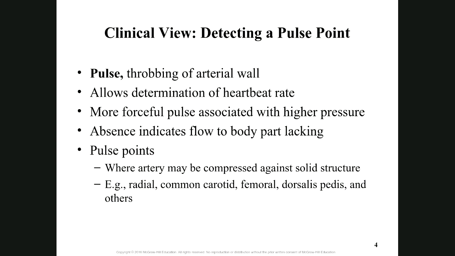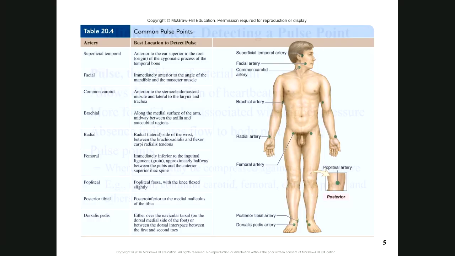And here you can see the name of the arteries in which you can sense the pulse: radial, common carotid, femoral, dorsalis pedis, and for example popliteal or posterior tibial, and I will show you in the next picture. Look at this picture. In this picture, you can see the sites of pulse.